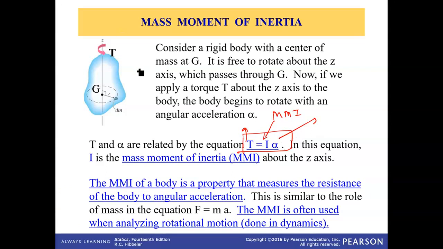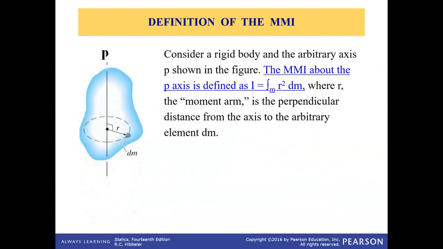In order to design the components, or to select the motor or required torque, if we have some idea about the angular acceleration, then we multiply that with MMI, and we get the required torque value. So the MMI is often used when analyzing rotational motion. This is mostly in dynamics, not for statics.